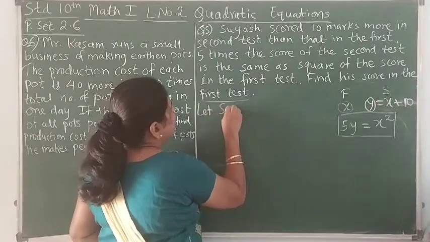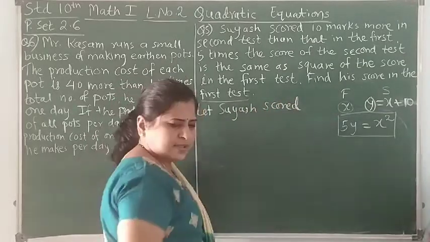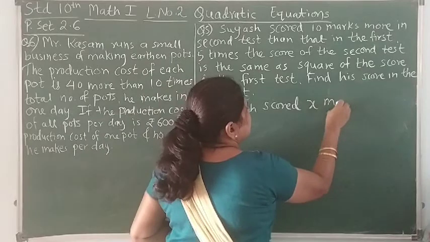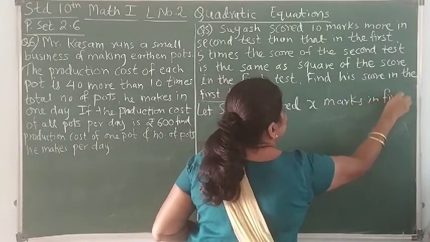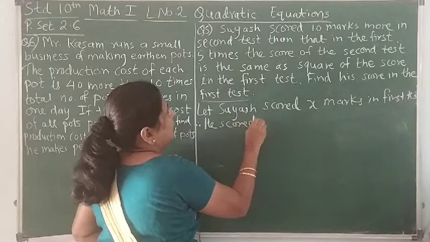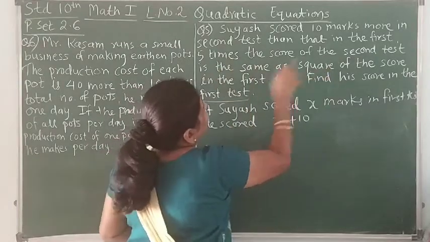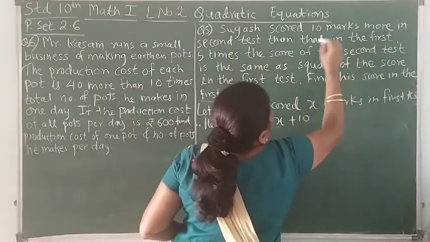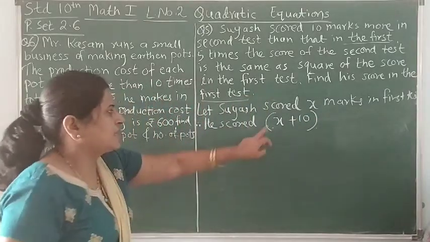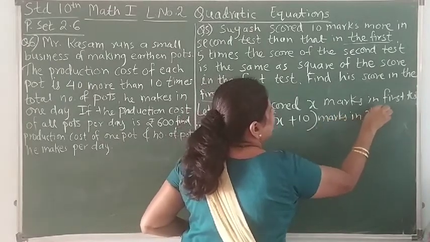Let Suyash score x marks in first test. We will write it like this. Therefore, he scored how much? 10 marks more than that in the first test. So he scored x plus 10 marks in the second test.